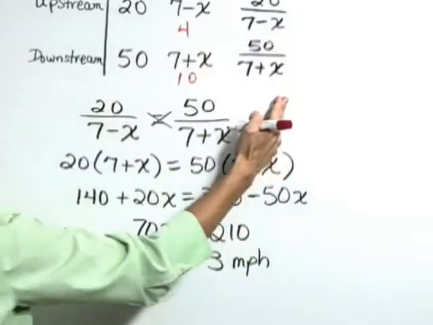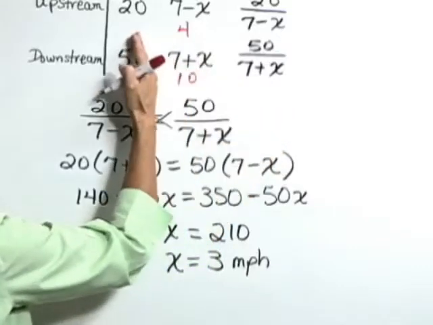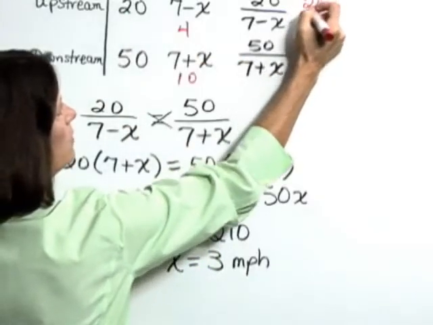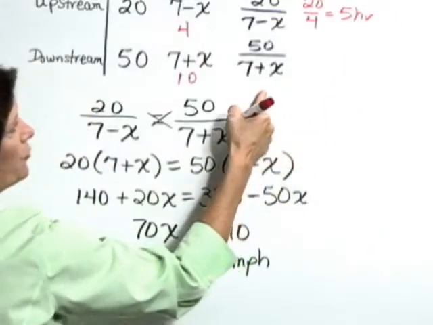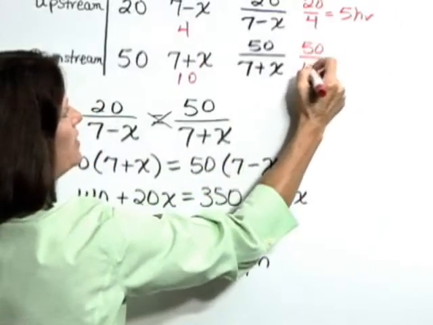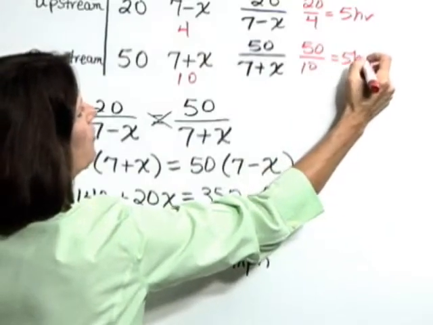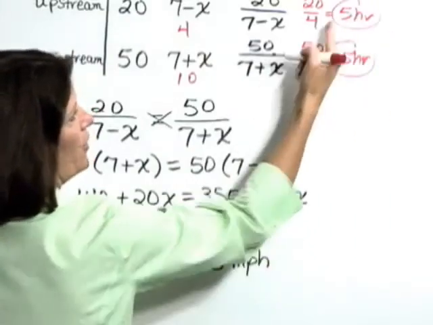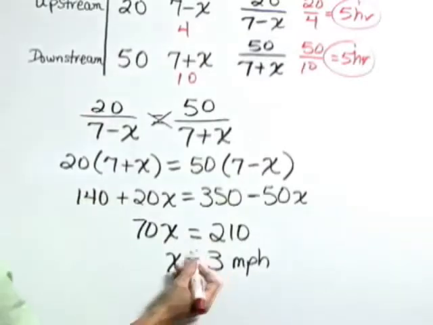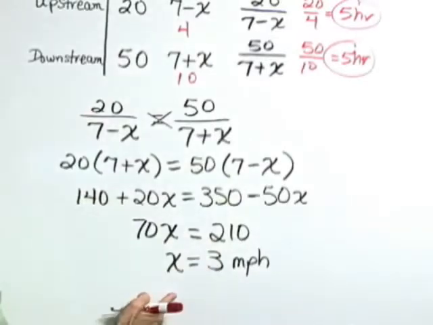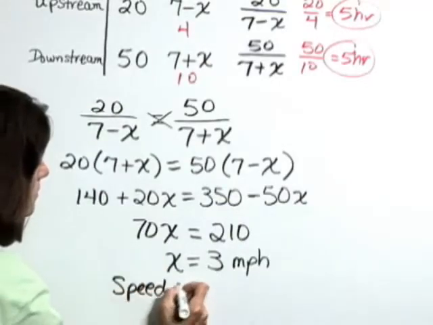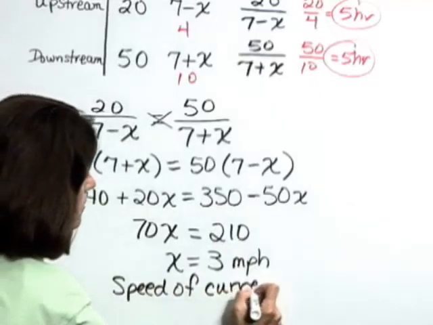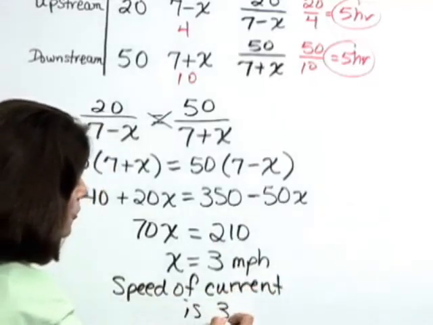Now let's look at the time values then. So the time it takes upstream is 20 over 4, or 5 hours. Downstream, that's 50 over 10, or 5 hours. Now we're told that the time amounts are equal. That value does indeed show that they are, so we feel pretty good about this answer. So let's summarize by saying the speed of the current is 3 miles per hour.